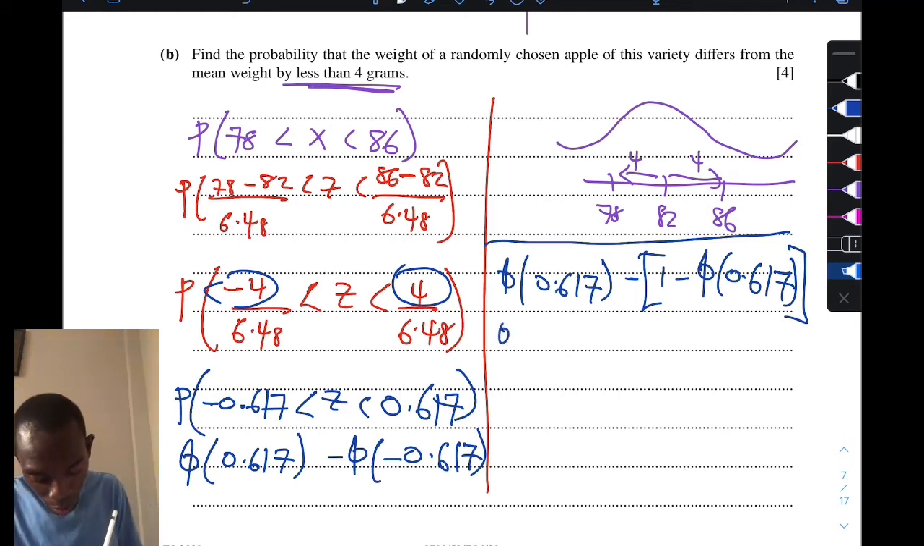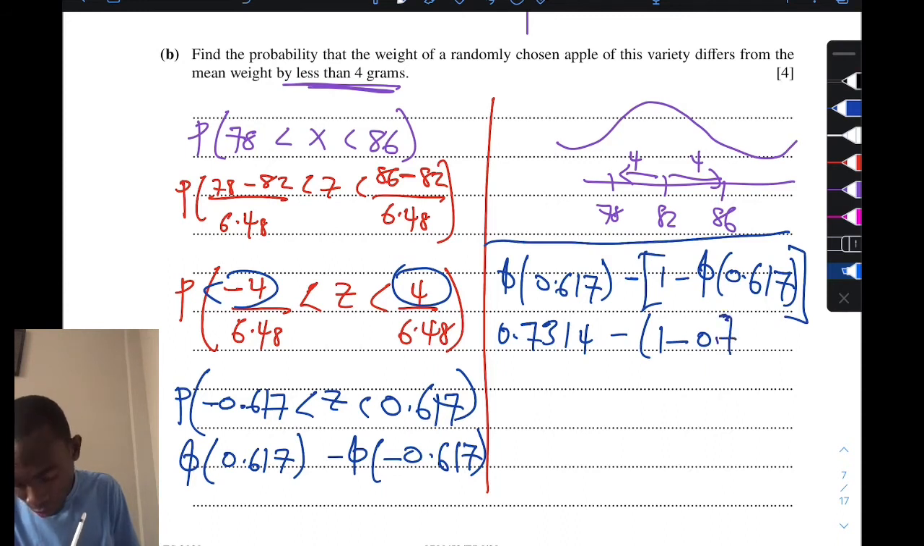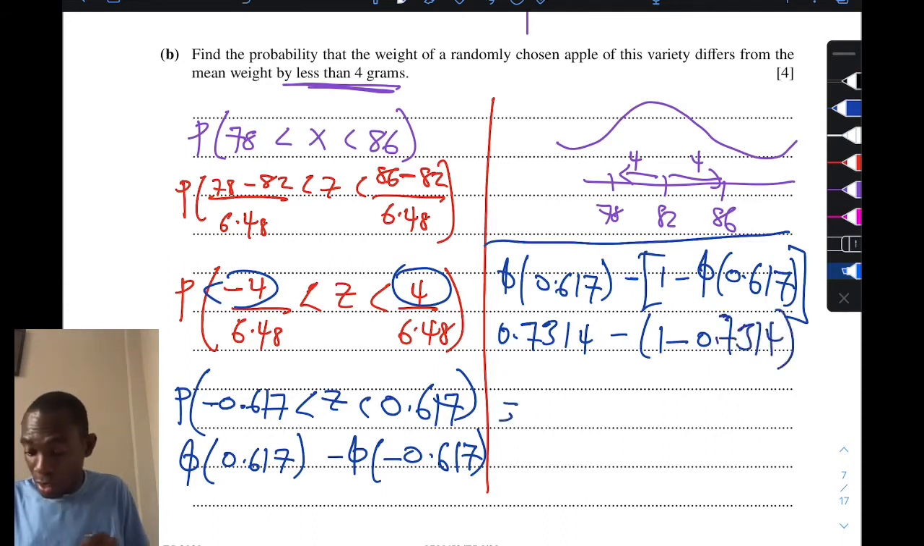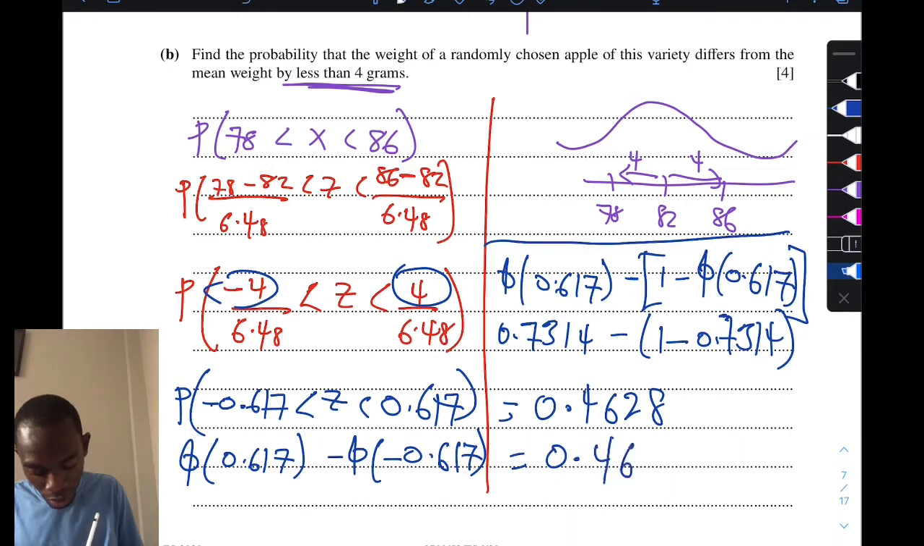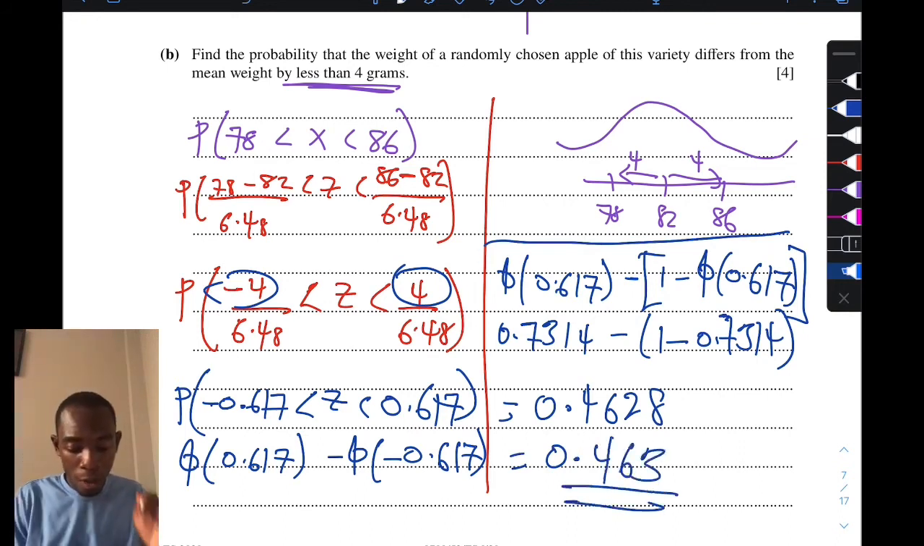So we have 0.7314 minus, into bracket 1 minus 0.7314. And then you put everything on a calculator. What do you get? You have 0.7314 minus, into bracket 1 minus 0.7314. And my calculator says I'll get 0.4628. So basically 0.463. Okay, so that is the probability that it differs by 4 grams from the mean.